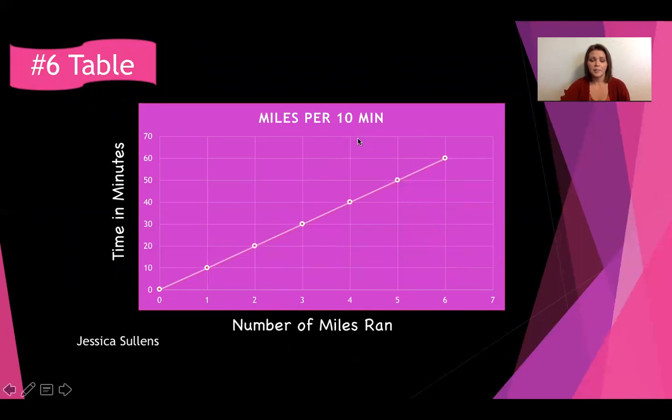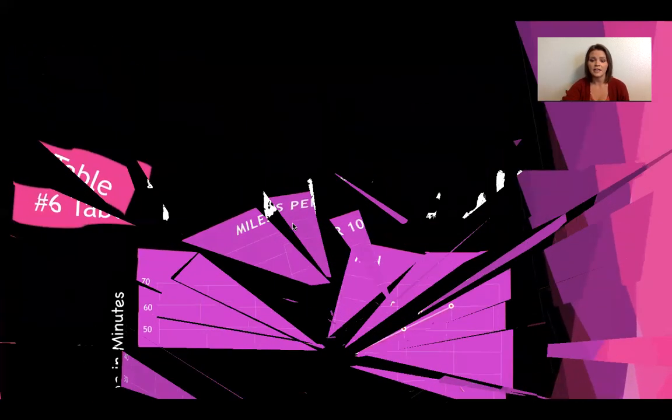And here we have miles per 10 minutes. Along the bottom, our x-axis shows the number of miles ran, and our y-axis shows our time in minutes. Our graph is increasing because every mile she runs, we're adding another 10 minutes to it, so it's going up.